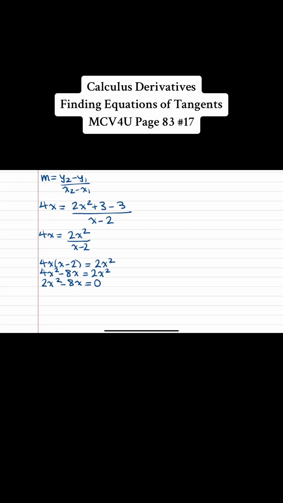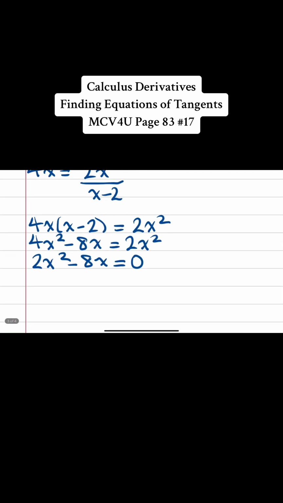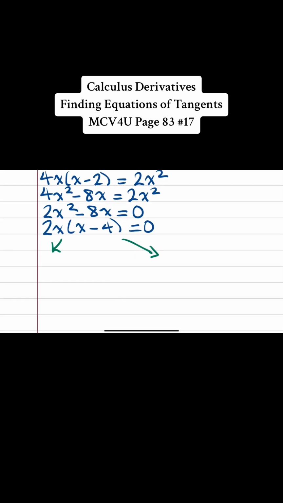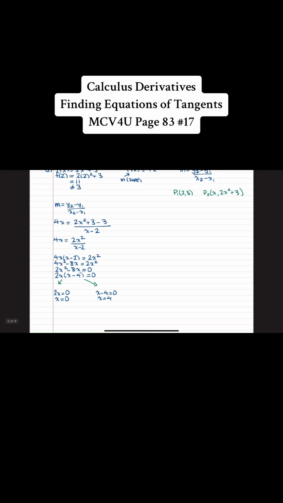I can now common factor out a 2x. By doing this, I'm going to get 2x multiplied by x minus 4 is equal to 0. Solving for my x values now, I'm going to get 2x is equal to 0, and solving for x, I get x is equal to 0. The other part, x minus 4 is equal to 0, and x is equal to 4. I can now use these x values to figure out what my slope is going to be at those x points.